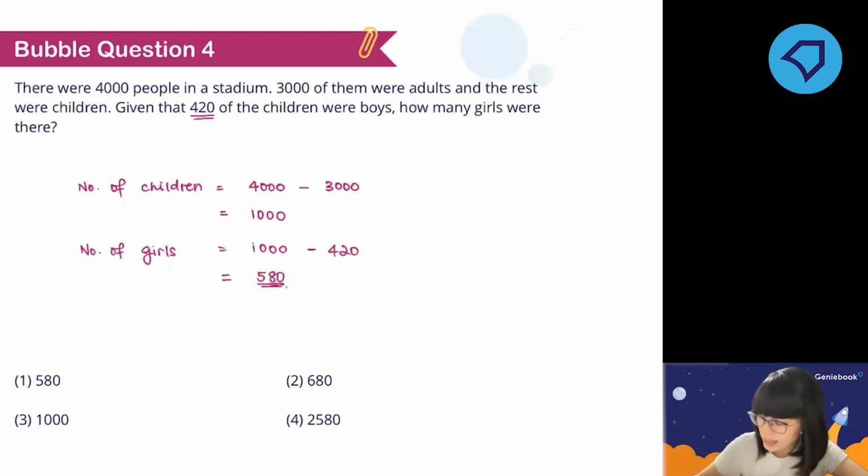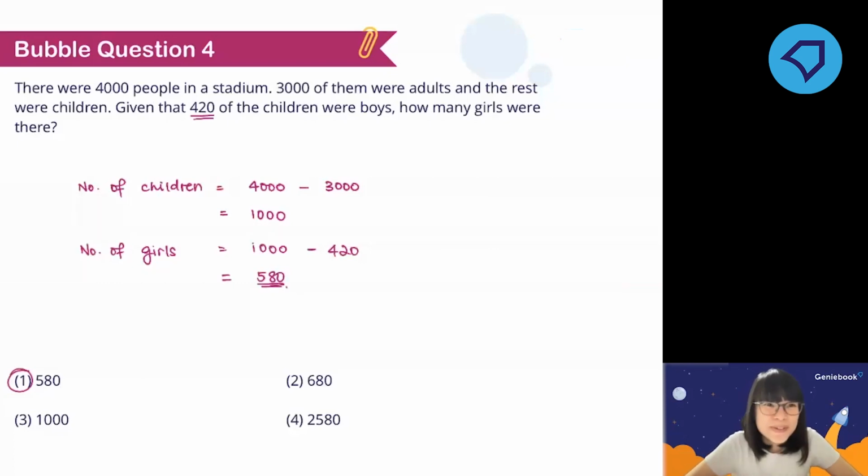Okay, 580. So the answer would be option number 1. For those of you who gave me option number 2, you need to do your regrouping or your renaming correctly, okay? I believe if you gave me option number 2, that would be a careless mistake. Those of you who gave me option number 3, you're missing one more step. One more step.